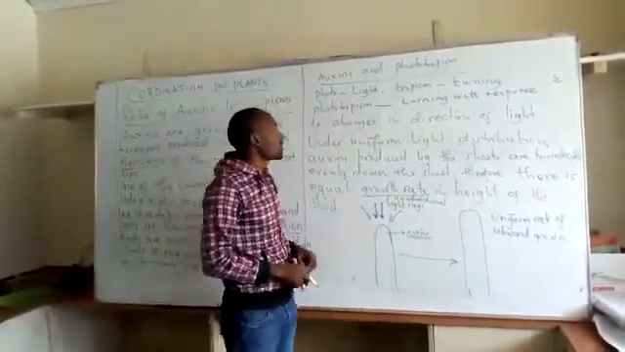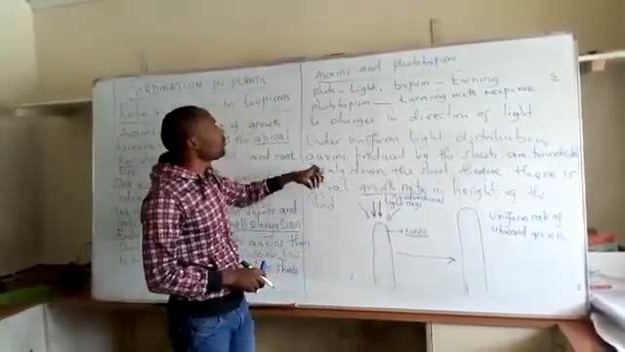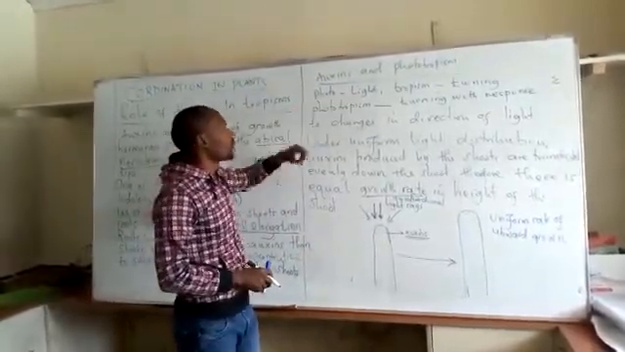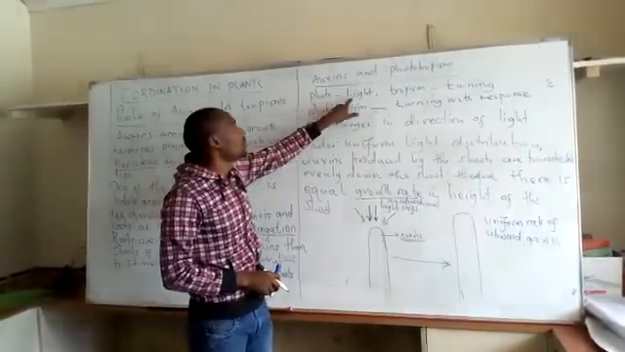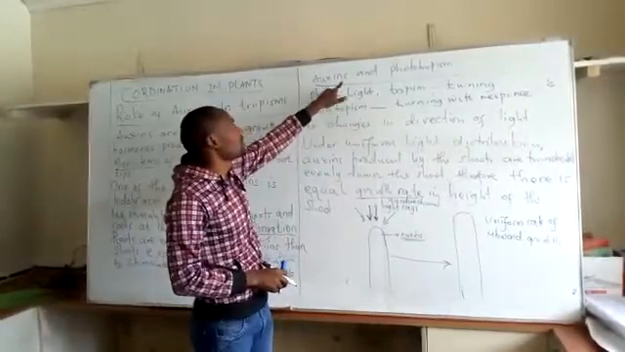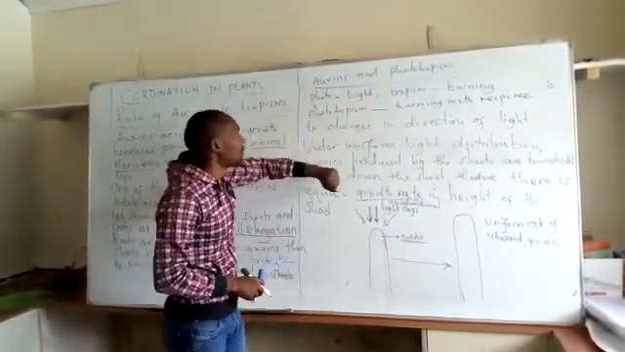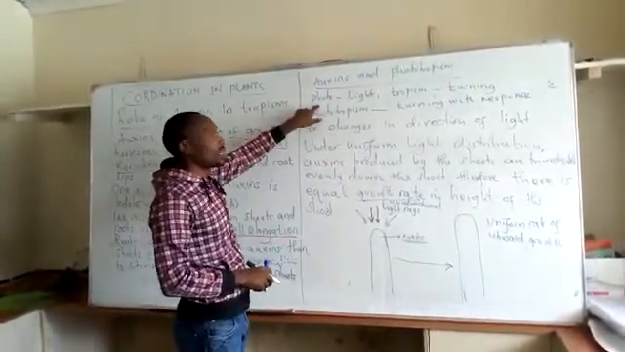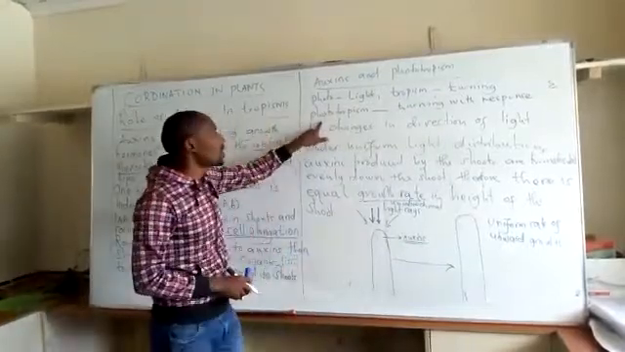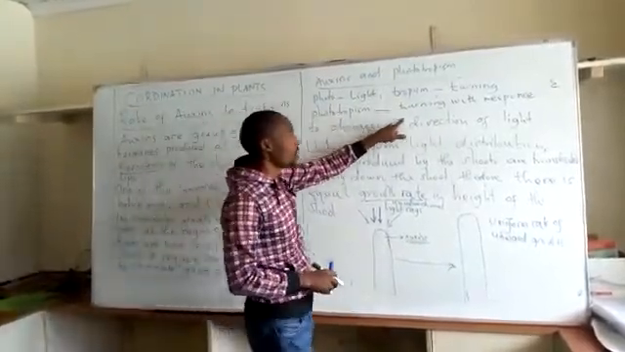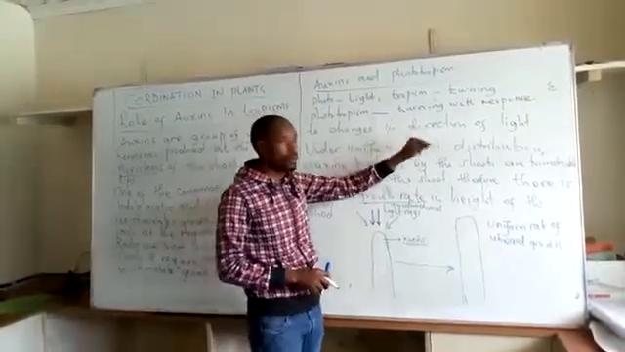One of the stimuli that we mention, number one, is light. If we have a response in plants with respect to light, we say phototropism. So the first point we are going to focus on is auxins and phototropism. The word photo means light, tropism means turning, and therefore, in one word, phototropism simply means turning in response to changes in direction of light.